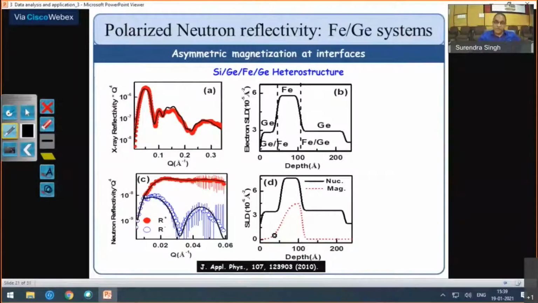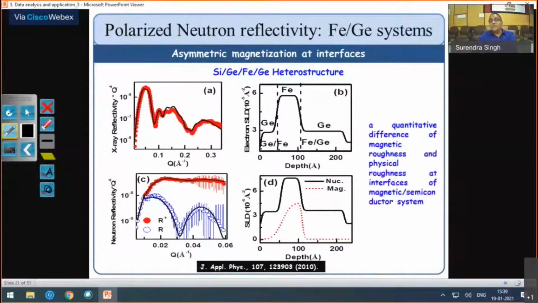At one of the interfaces, a lot of interdiffusion is happening as compared to the other. So we get an asymmetric interdiffusion at the interfaces in this iron germanium bilayer. From the bilayer we found that the magnetizations at the two interfaces are not behaving the same.